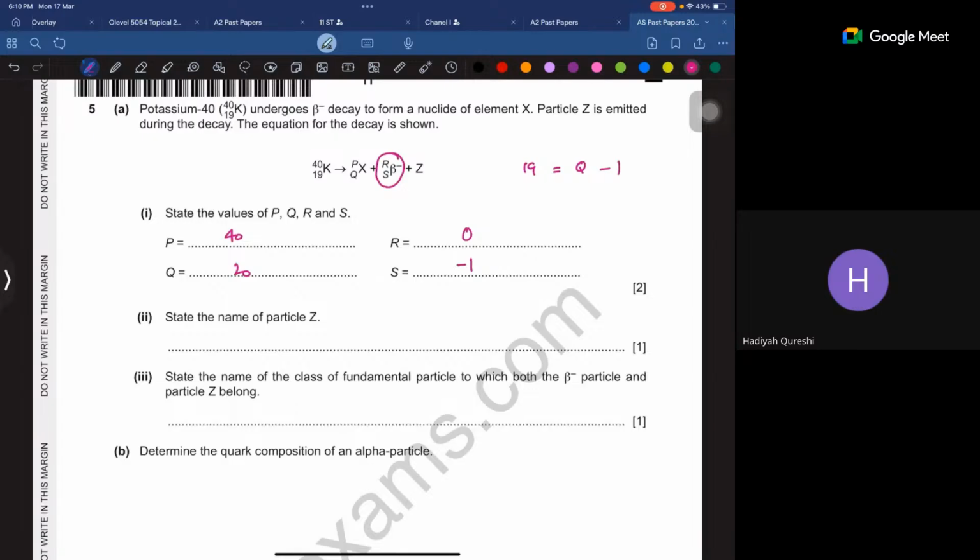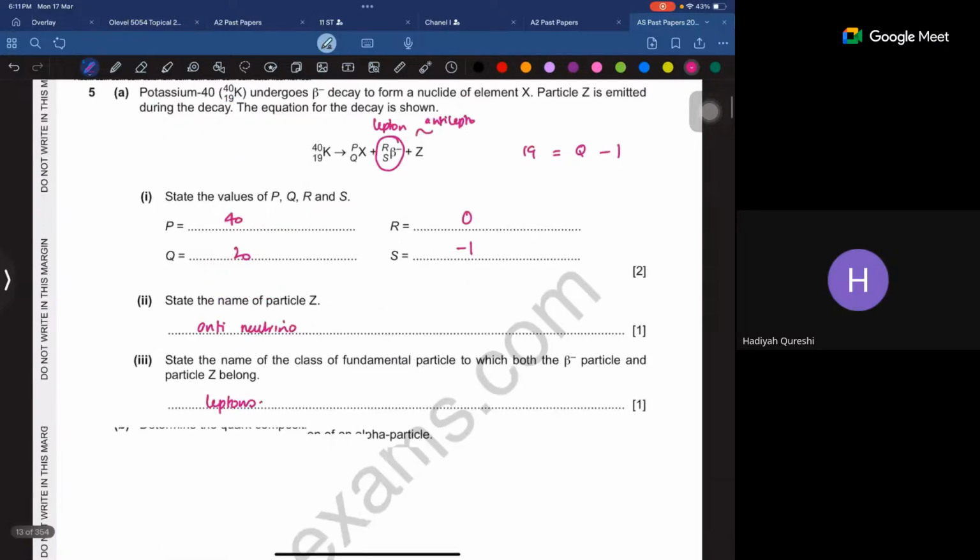Okay, so now name the particle Z. Every time there is a lepton release, with it an anti-lepton is released, and the anti-lepton in this one has to be the anti-neutrino, electron anti-neutrino. Basically, you can write that, but whatever you write doesn't matter. So anti-neutrino, and then state the name of the fundamental particle both beta and Z belong to. So they are basically leptons, and then determine the quark combination of the alpha particle.